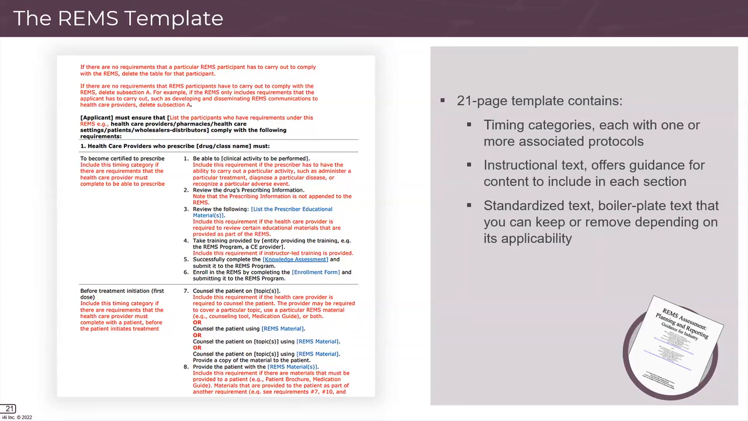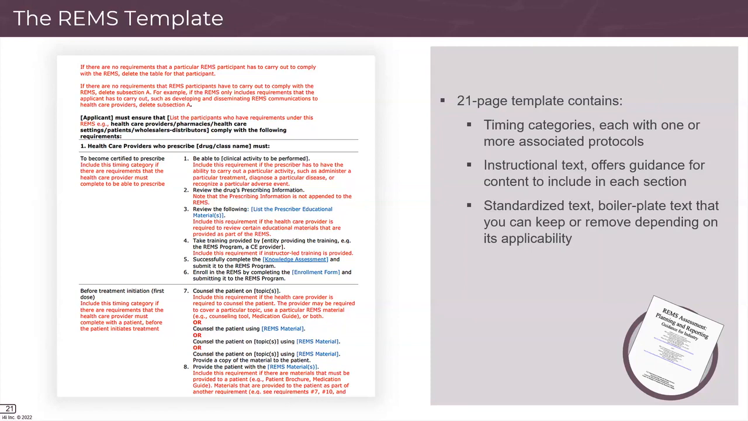So there's a lot of content in the REMS. But the template includes a ton of really clearly written instructional text in the requirements section, and the protocol section especially. It's really helpful. It helps you determine if you need to include a section or not. So, for instance, in this sample, we have to become certified to prescribe, and the instructional text says, include this timing category if there's requirements that a healthcare provider must complete to be able to prescribe. And we also have the first numbered item. The requirement is be able to, and then clinical activity be performed. And the instructional text clearly states when to include this requirement.